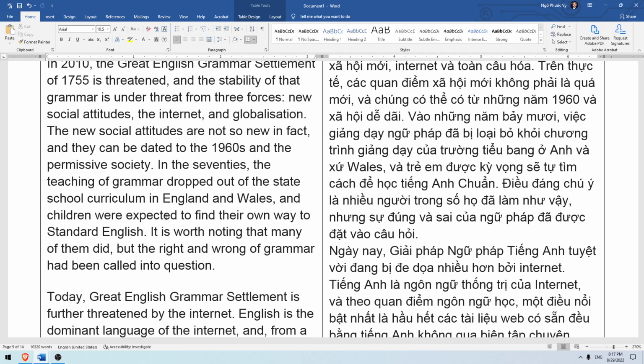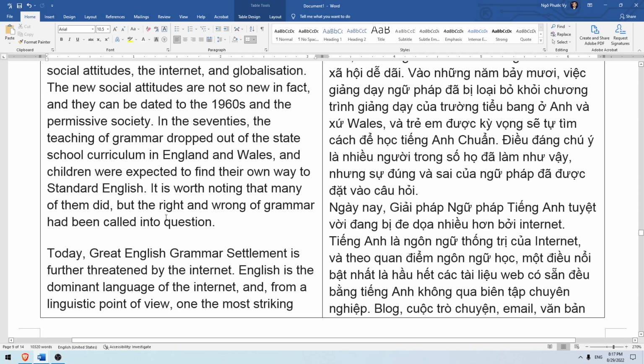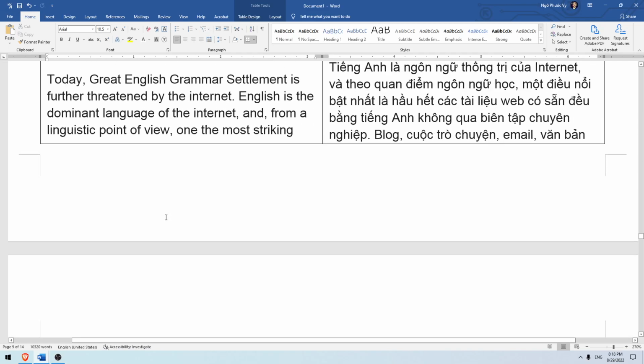The new social attitudes are not so new, in fact, and they can be dated to the 1970s and the permissive society. In the 70s, the teaching of grammar dropped out of the state school curriculum in England and Wales, and children were expected to find their own way to standard English. It is worth noting that many of them did, but the right and the wrong of grammar had been called into question. Today, the Great English Grammar Settlement is further threatened by the internet.